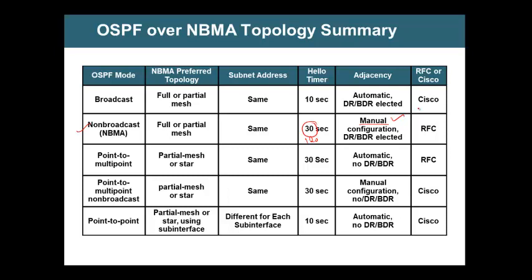So non-broadcast mode cannot discover neighbors dynamically. So you need to configure neighbors manually. When you configure neighbors manually, make sure the neighbor address is reachable because there are no hello packets going to be sent to discover the neighbor.